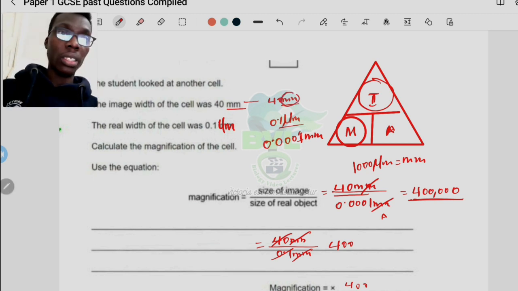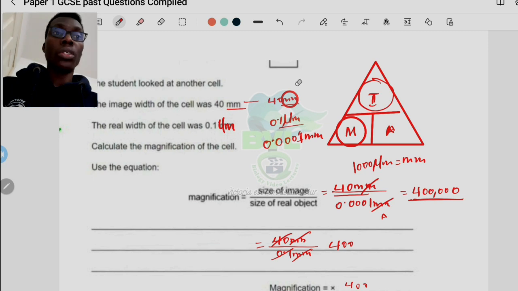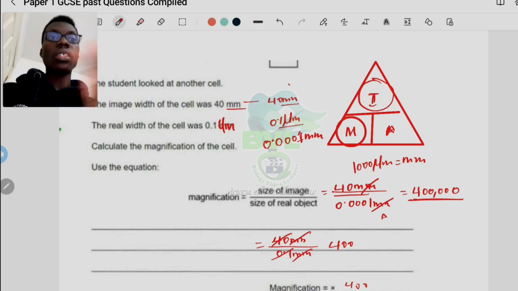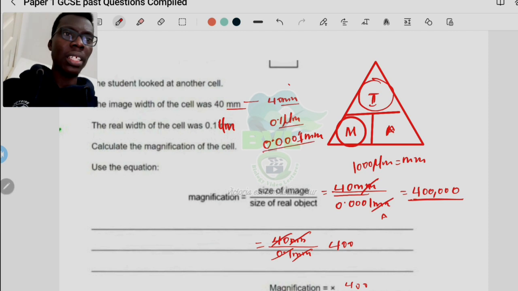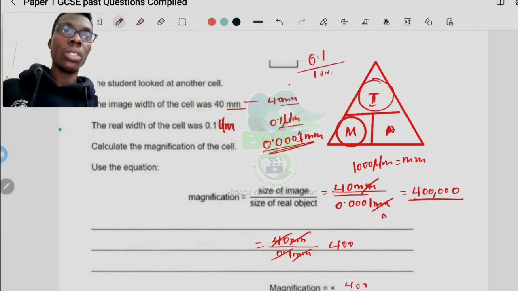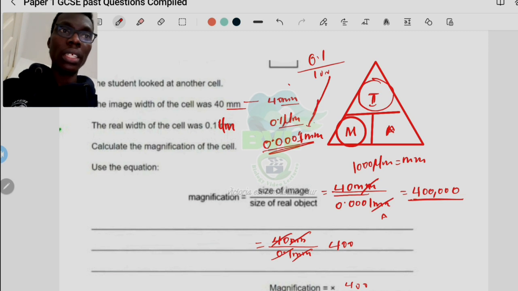If you convert this into nanometer or micrometer, you're still good. You're just going to have to multiply it, so to say. Mind you, maybe you're wondering, how did I get this? What I did was 0.1 divided by 1000. That's how I got this here.